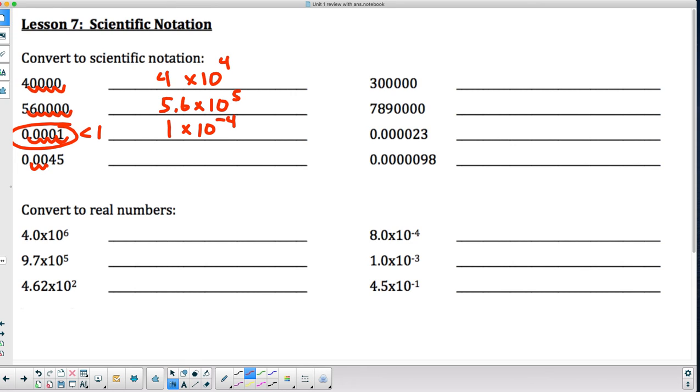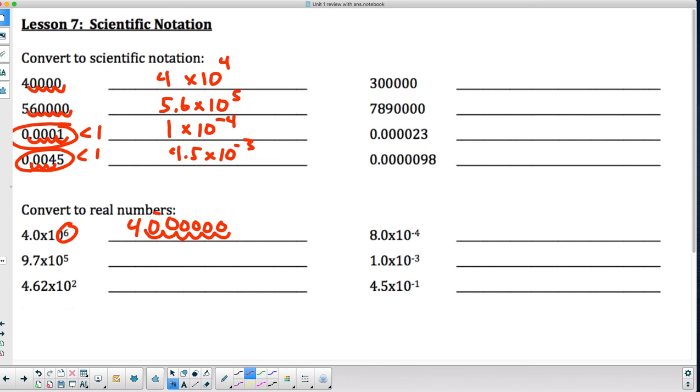Okay, 1, 2, 3, 4.5 like that times 10 to the 3rd, but because this number here is less than 1, it's a negative. Okay, finish those off, convert to real numbers. Now this one is a positive, so I'm moving to the right. So that's 4 and a 0, and I go 1, 2, 3, 4, 5, 6, and fill in with zeros, just like that. You can show the significant figures by that.